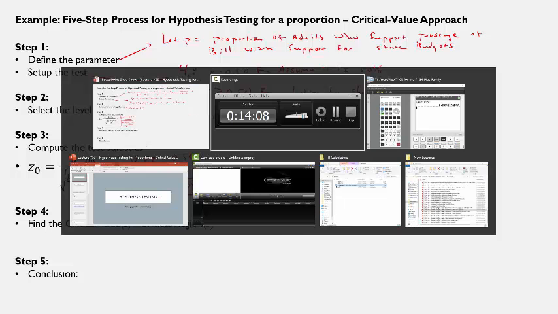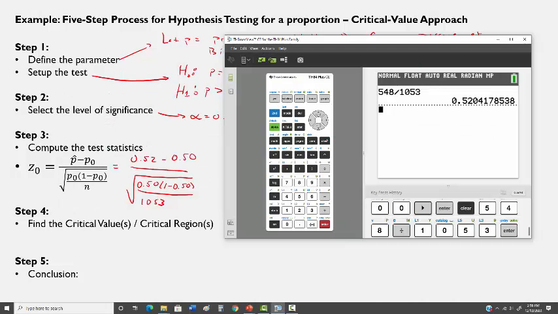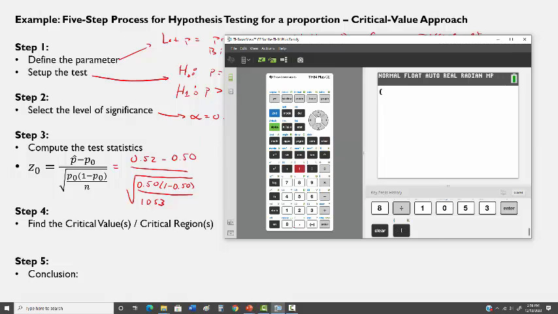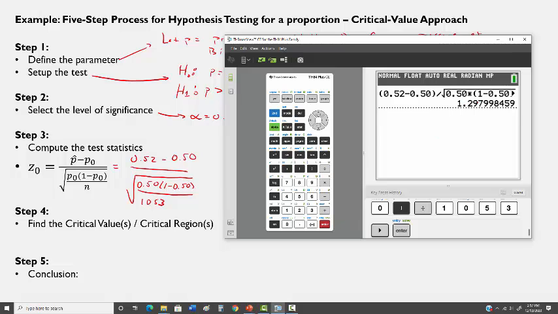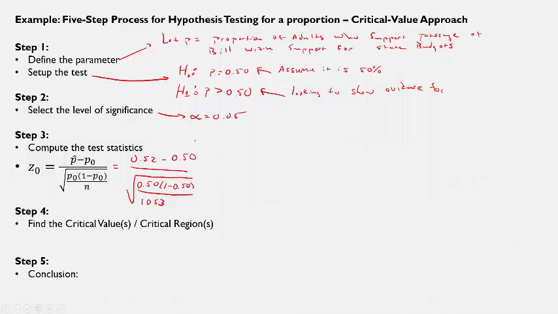So we're going to grab our trusty calculator. And remember, put all this in parentheses. So it's 0.52 minus 0.50, close the parentheses, divide, square root, 0.50 times, and then in parentheses 1 minus 0.50, divided by 1053. And remember, if you have a TI-83, you have to close this set of parentheses. And you should get 1.298 when I round it.